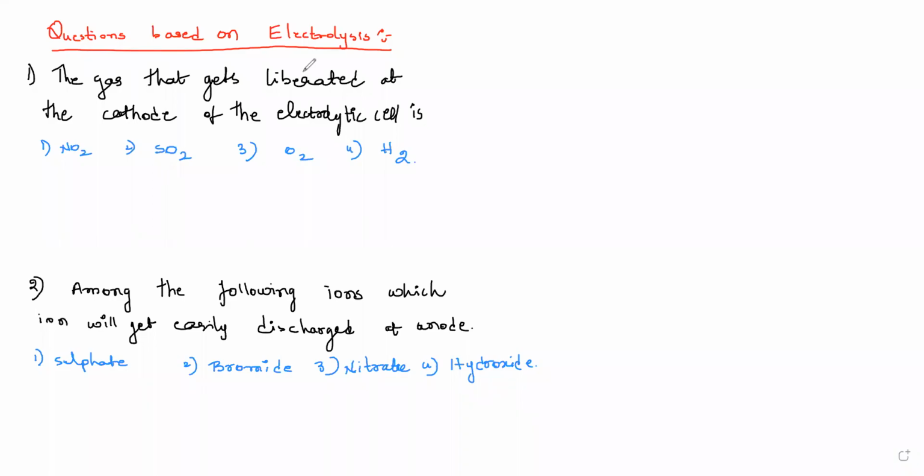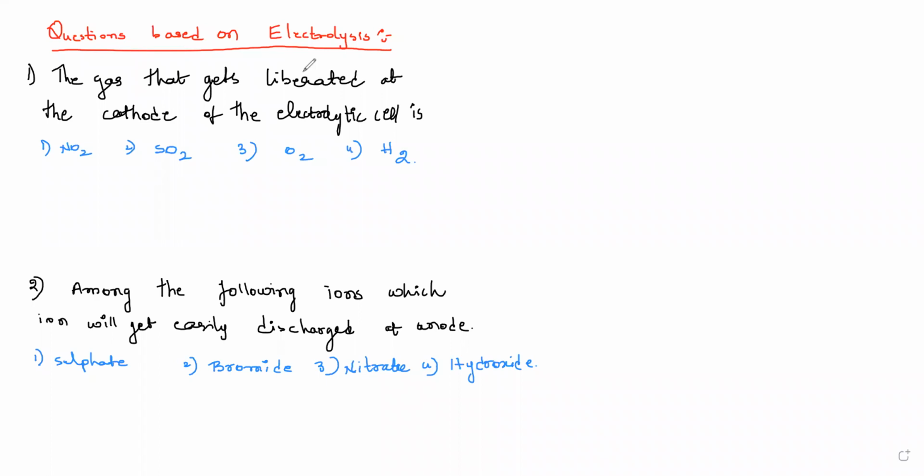Dear students, in the last session, we discussed electrolysis: electrolysis of molten NaCl and electrolysis of aqueous NaCl. We also discussed discharge potential theory. Based on that concept, we will now discuss how questions are framed. The first question is: the gas that gets liberated at the cathode of the electrolytic cell.